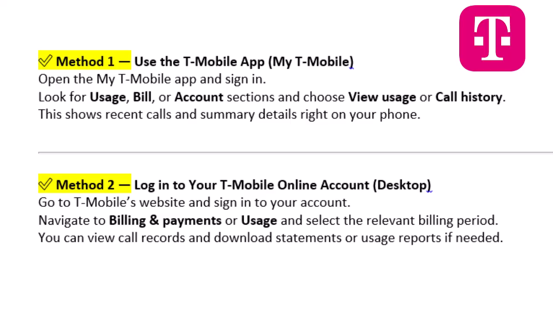Method 2. Log into your T-Mobile online account, desktop. Go to T-Mobile's website and sign into your account. Navigate to Billing and Payments or Usage and select the relevant billing period. You can view call records and download statements or usage reports if needed.